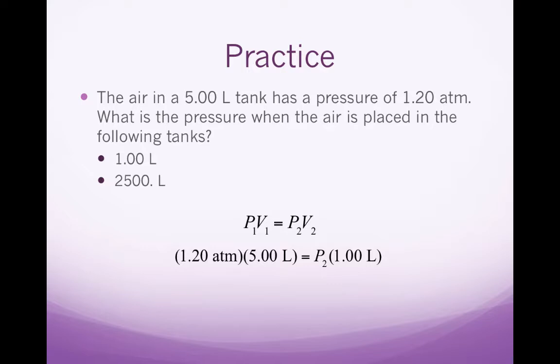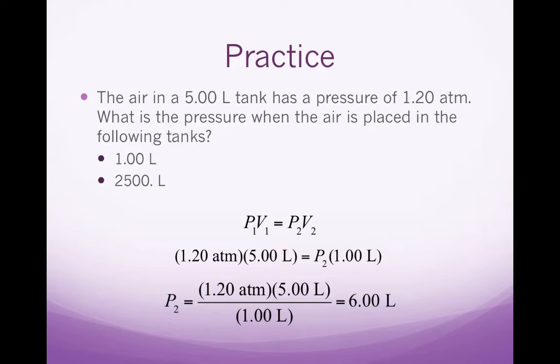So my initial pressure is 1.20 atmospheres. My initial volume is 5 liters. I'm calculating my final pressure, and my new volume is 1 liter. Divide both sides by 1 liter, and I get, that should say 6 atmospheres, not 6 liters. I apologize. So now you should try the second one.